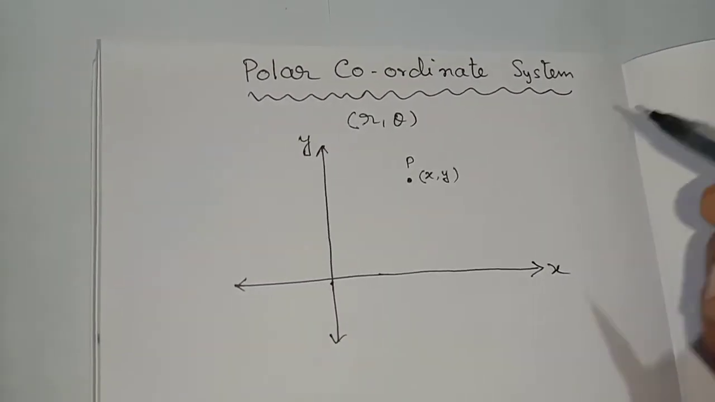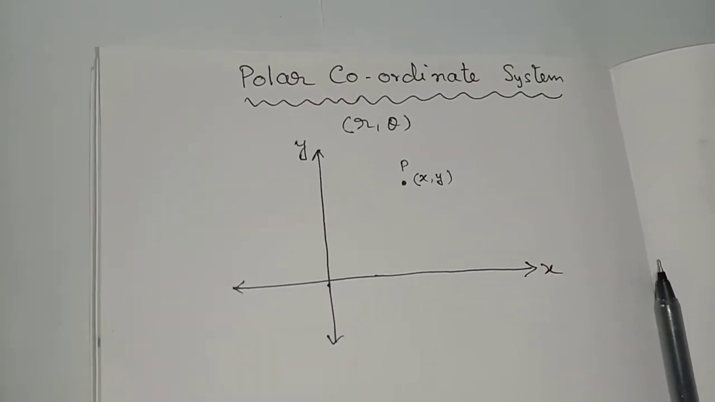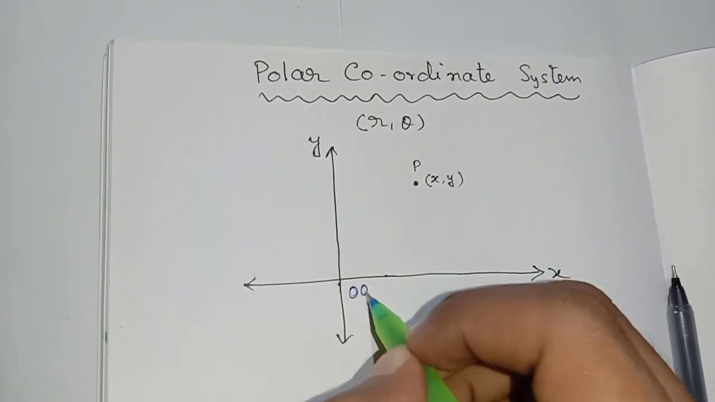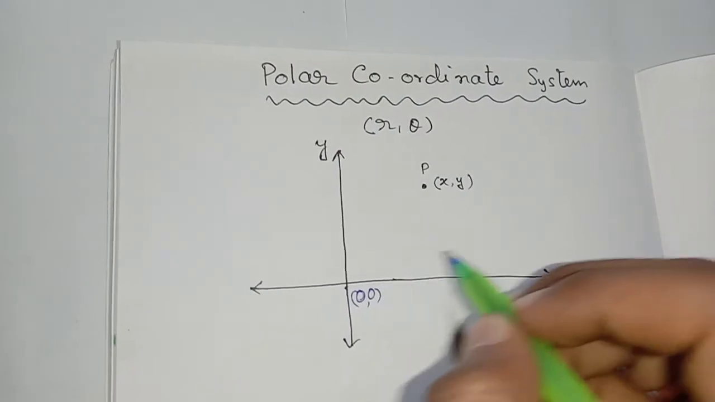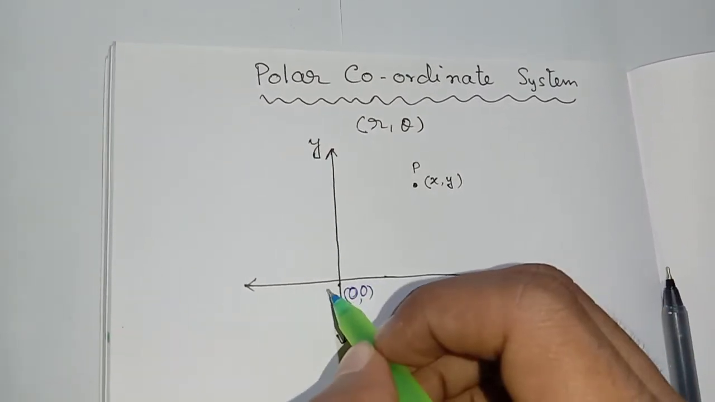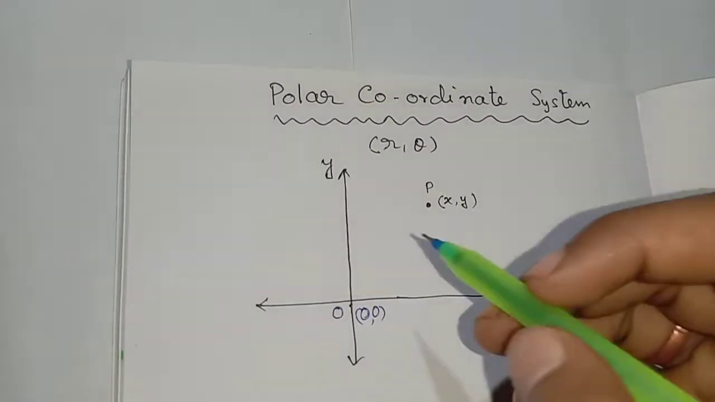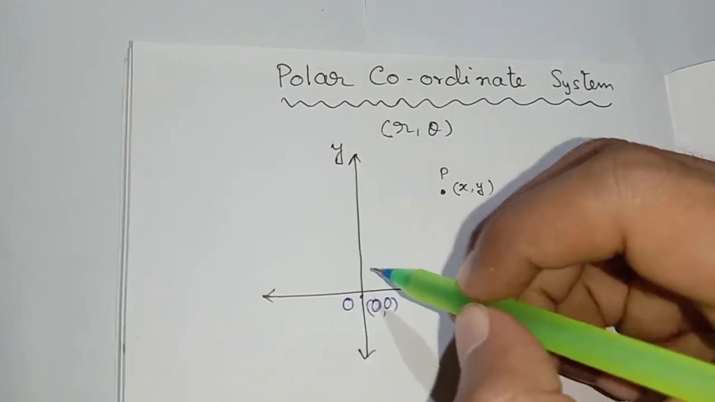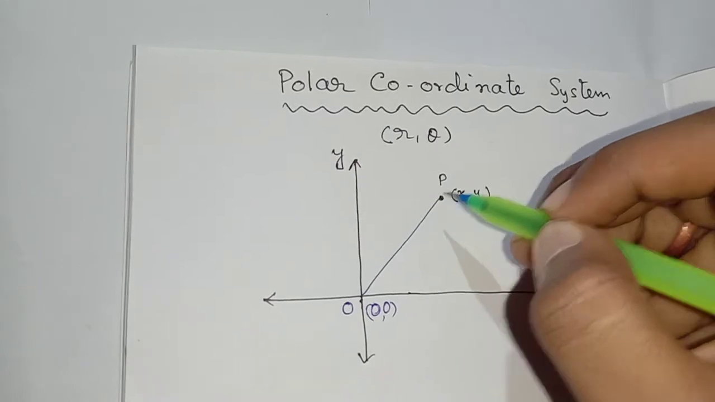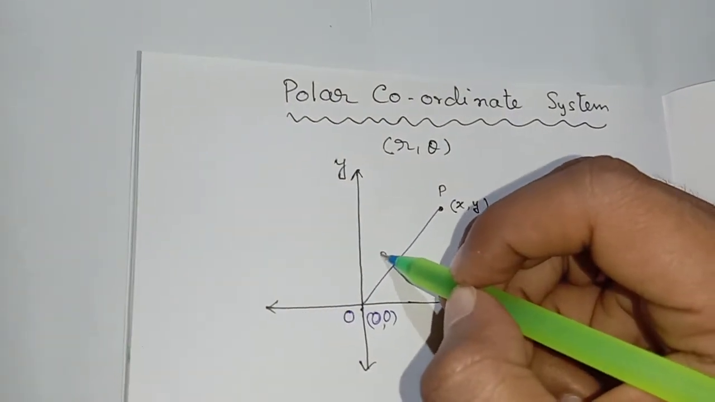Now assume the origin, the zero point. Let us assume that it is the O point. And the distance between O and P, let us assume the distance is R.